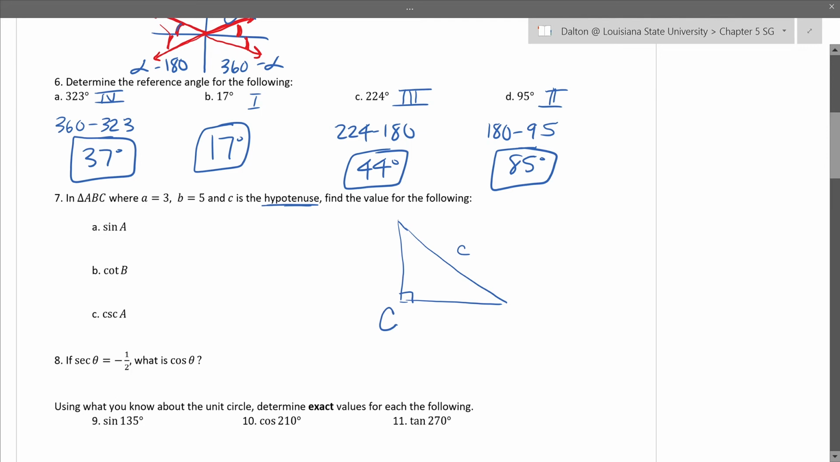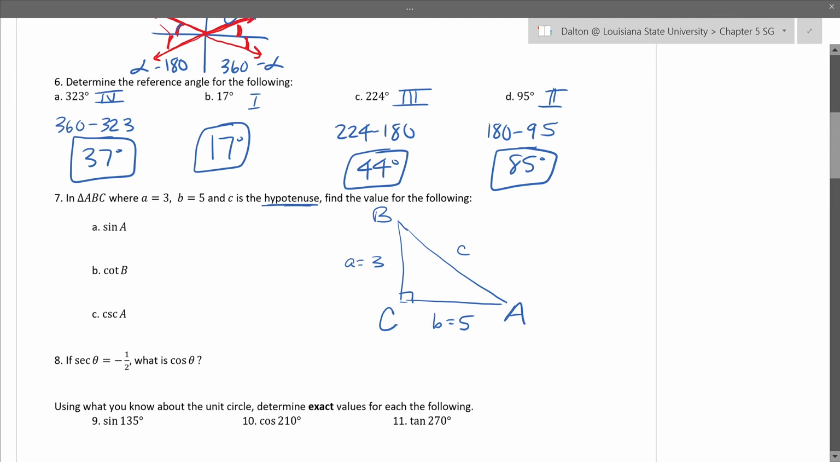And then it doesn't specify where A and B are, which means it doesn't matter where you put them. So I'm just going to choose to put A here as a side length of 3, which must mean this is angle A. And so my other angle must be B, and across from it will be side B, which is 5. So now let's actually set up our ratios.